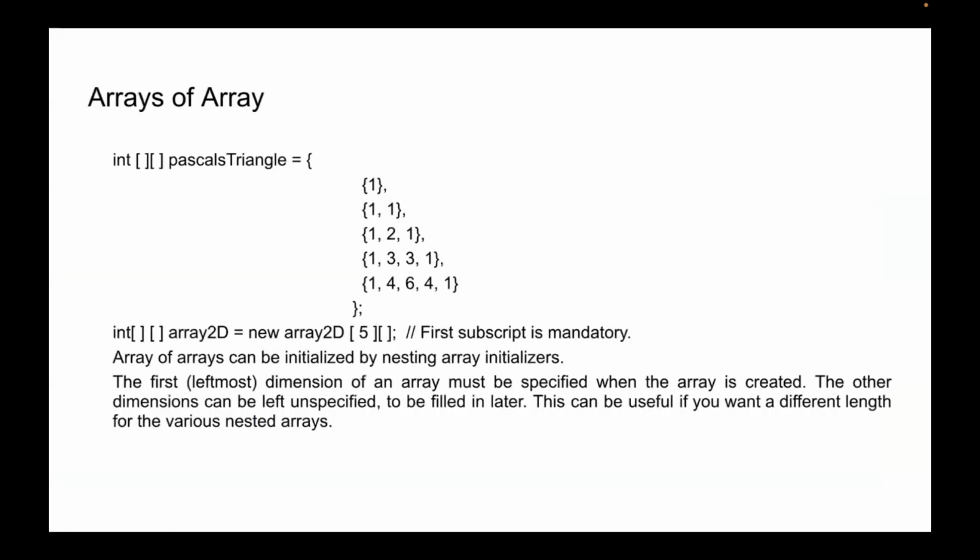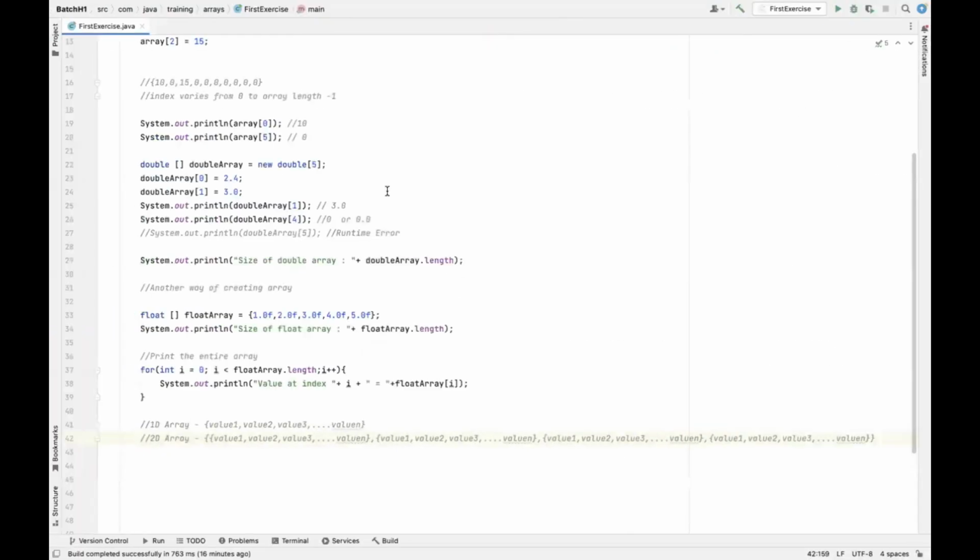Now there is something called arrays of arrays. Let me try to show this with an example. Here you can see that an array is created. Okay, let me first show you how we create a 2D array. I did not show you the demo, right? I have shown you in the slide, but not here. So we'll create a 2D array.